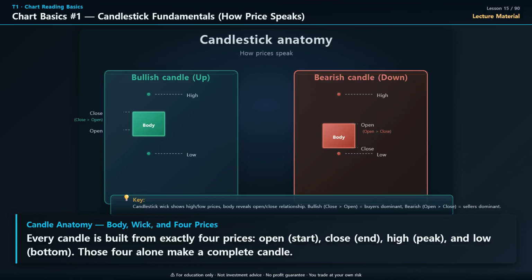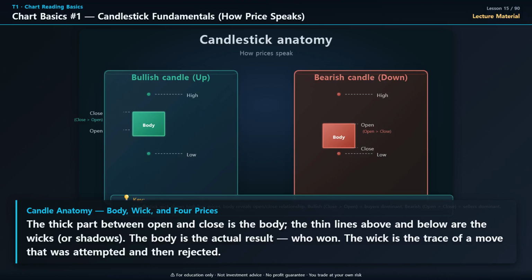Every candle is built from exactly 4 prices: open (start), close (end), high (peak), and low (bottom). Those 4 alone make a complete candle. The thick part between open and close is the body. The thin lines above and below are the wicks, or shadows. The body is the actual result. Who won? The wick is the trace of a move that was attempted and then rejected.